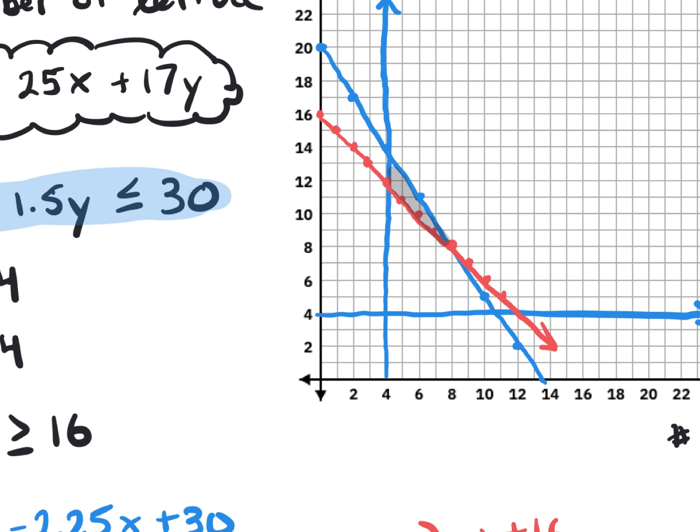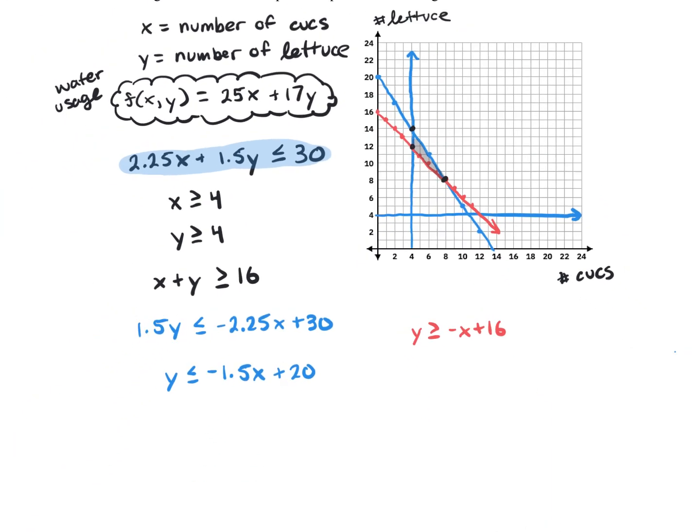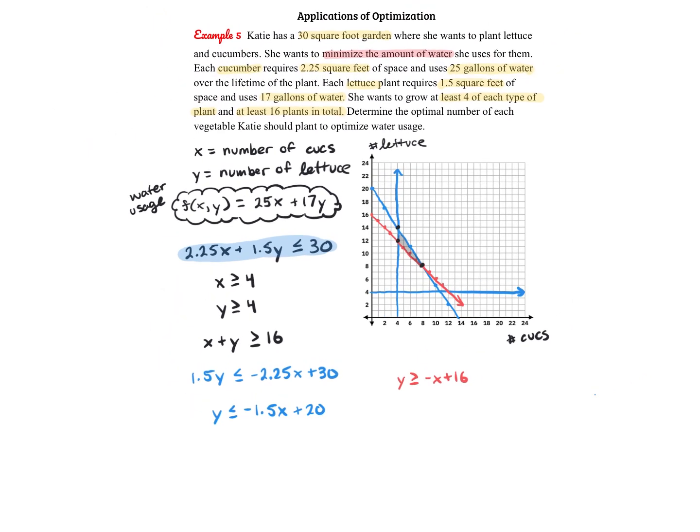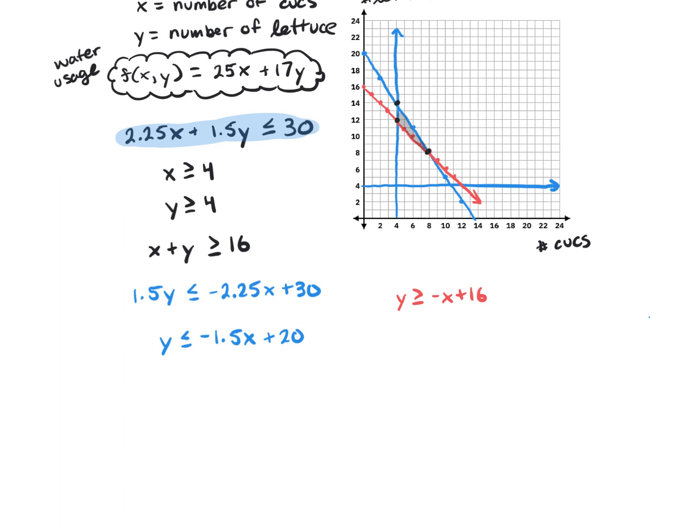So we're going to look at the vertices of that area to see which one would optimize our water usage function. And this one is a completely bounded area, so our answer will be one of those answers. So we do need to check this coordinate, which is 4, 14. And then we need to check 4, 12. And then we also need to check 8, 8.